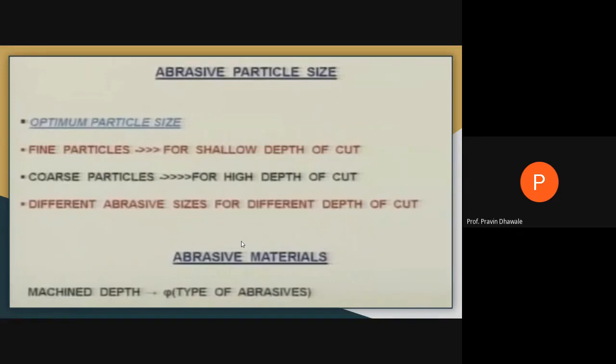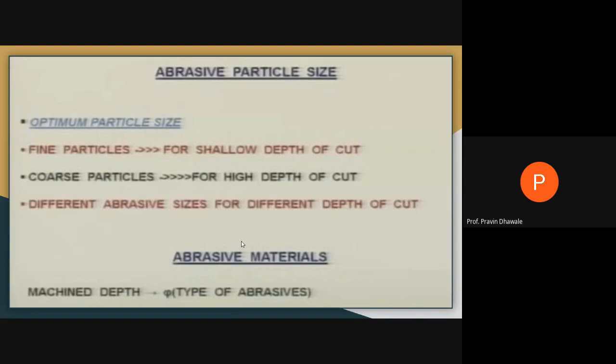The abrasive particle size should be an optimum one. If you are selecting fine particles, they will be utilized for a shallow depth of cut, or fine depth of cut. If you want to remove material in large quantity, that is a high depth of cut. If you require a higher depth of cut, at that time you go for the coarse particles.